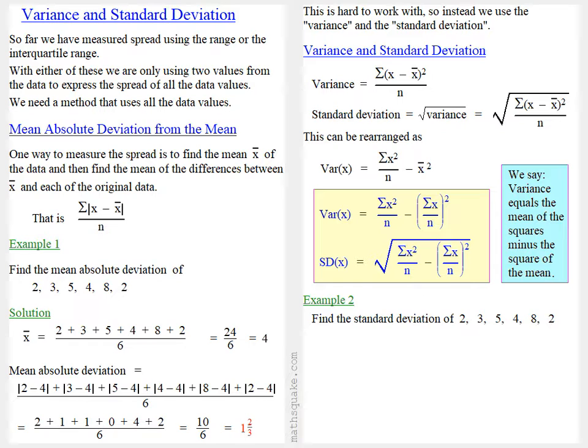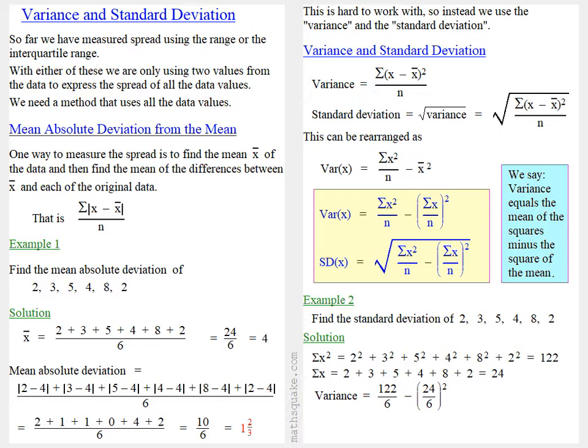Let's look at an example. Find the standard deviation of 2, 3, 5, 4, 8 and 2. Now we need to find two things, the sum of the squares of the numbers and the sum of the numbers. Now the sum of the squares are 2 squared plus 3 squared plus 5 squared plus 4 squared plus 8 squared plus 2 squared, which is equal to 122. The sum of the numbers are 2 plus 3 plus 5 plus 4 plus 8 plus 2, which is equal to 24.